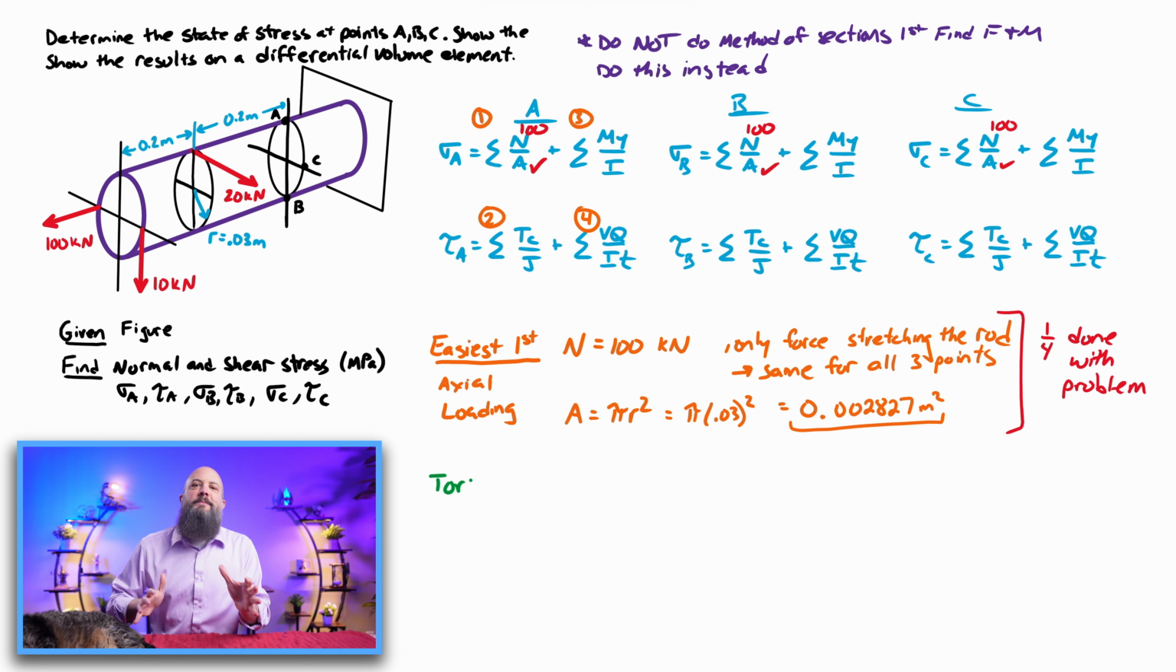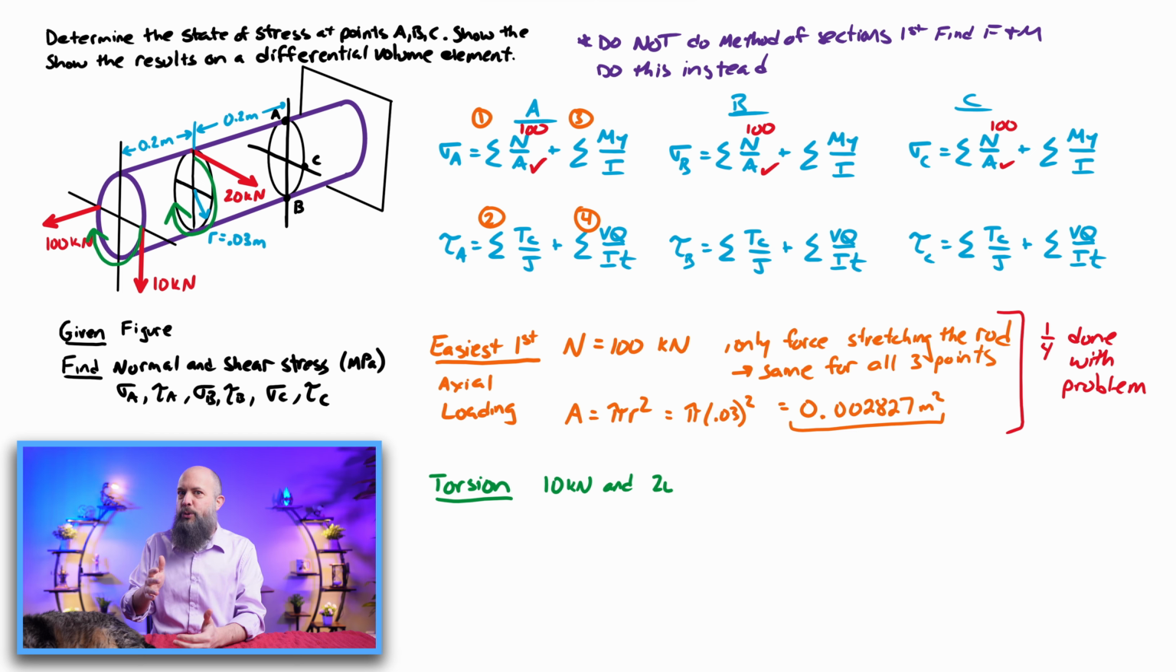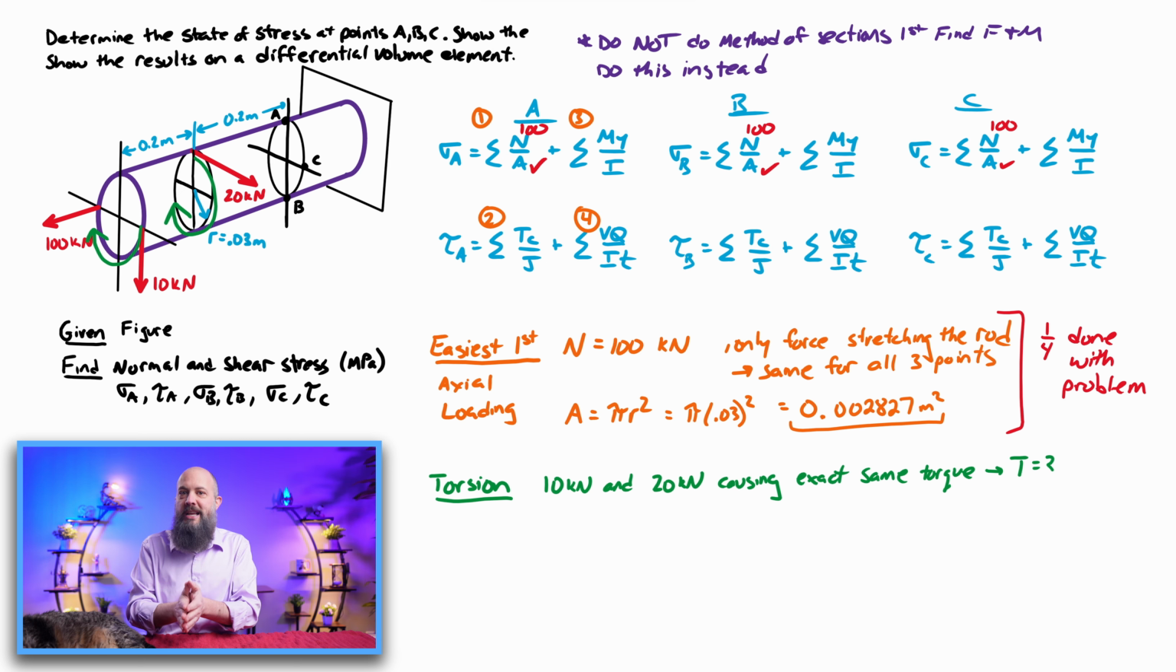Moving on to torsion. So now we look at, again, all 3 red arrows. Which of these 3 are causing the bar to torque? Which ones are twisting? We see the 100 is not, right? It's lengthening. Both the 10 and the 20 are causing torsion, so we're going to have to account for both of those. Good news is they are both causing twisting in the same direction. Kind of looking at it from the end, they're both causing clockwise rotation. So we can just add them up.